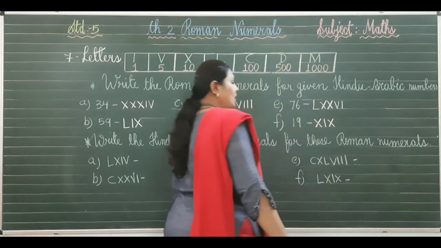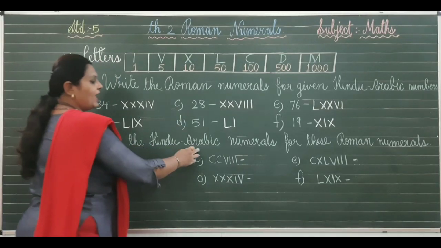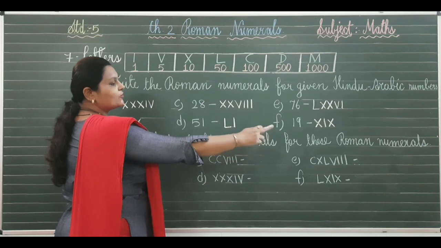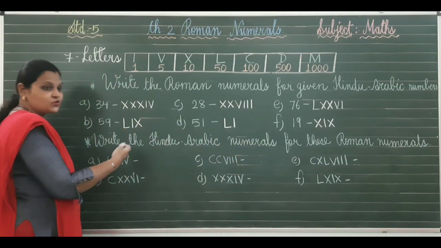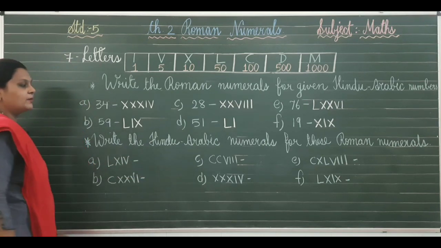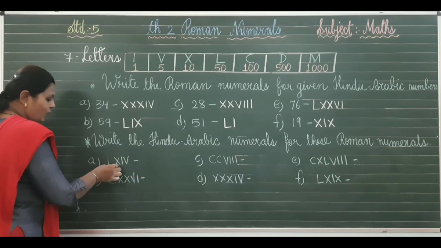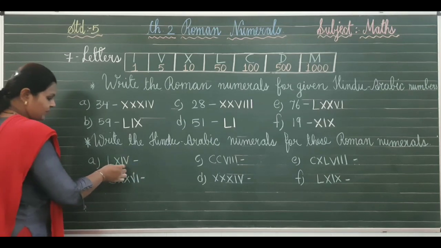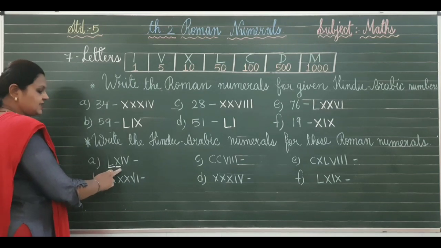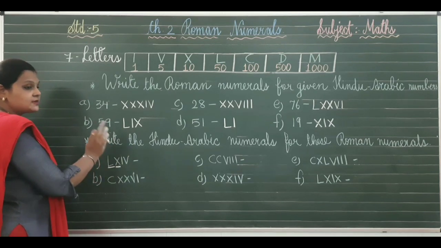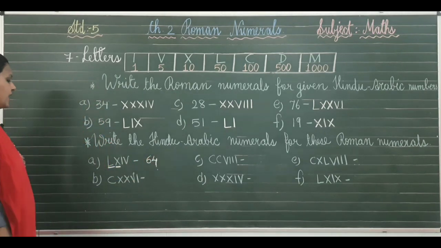Okay. Now next is write the Hindu-Arabic numerals for these Roman numerals. Now you are given Roman numerals and you have to write Hindu-Arabic number. First LXIV. Now L means 50. X means 10. 50 plus 10, 60. Plus IV means 4. So 64.